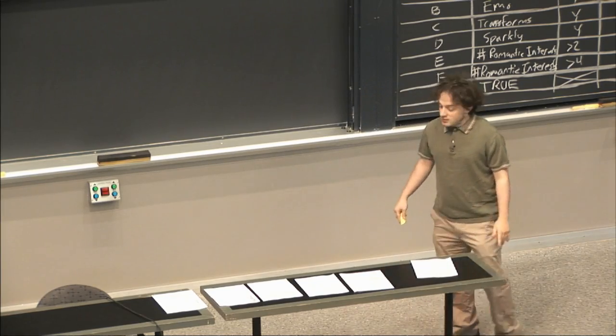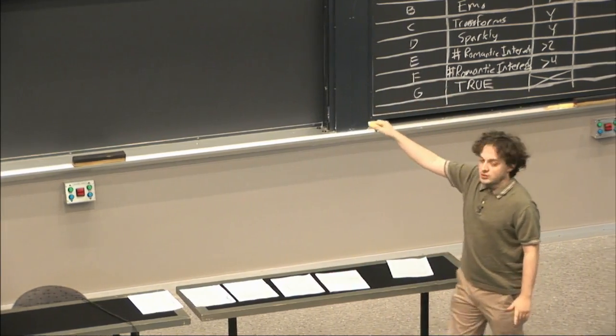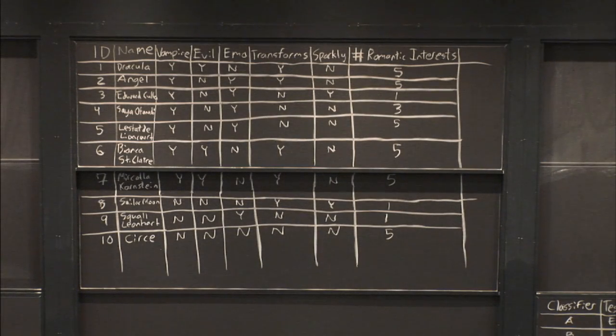So we've got the ID number, which we can use to write things out in shorthand. We've got the name of several vampires and non-vampires. Then you see whether they're a vampire or not. That's whether their classification is a plus or a minus for the quality vampire. After that, there's a bunch of possible ways to classify whether they're a vampire or not. There's whether or not they're evil, whether or not they're emo, whether or not they transform, and whether or not they're sparkly, as well as the number of romantic interests that they have.